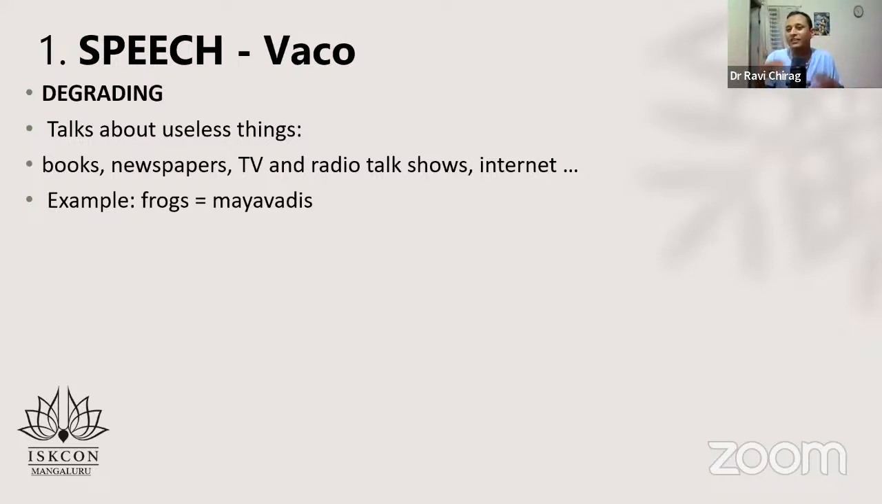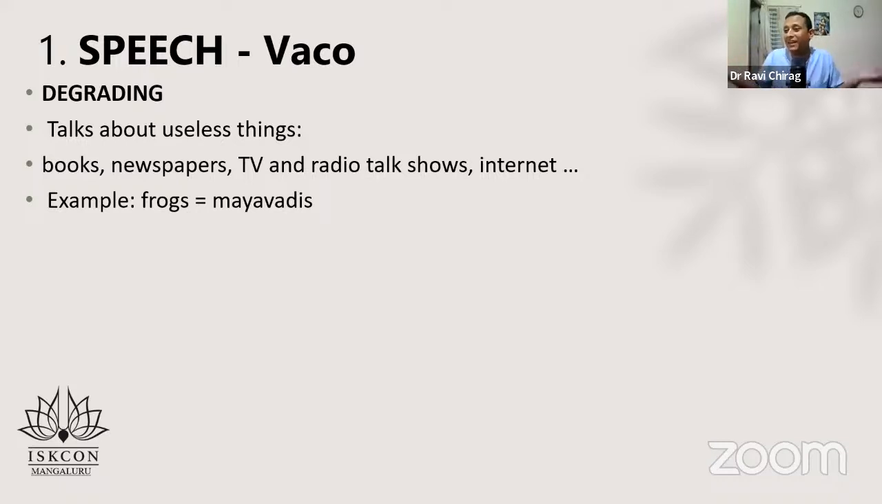So the frog is like the Mayavadi. Mayavadis will say that we understand the Veda, we know this, we know that. And then they will say that I am only God. That is one very big aparadha. So that is degrading. The croaking by the Mayavadi is also a degrading speech.